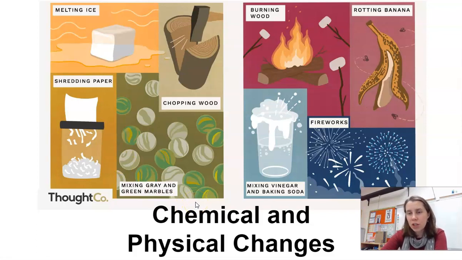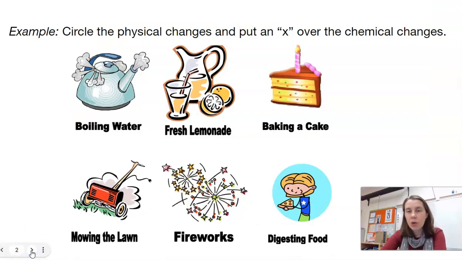Examples of chemical changes, you've seen them all around you. Burning things is always a chemical change. Rotting or digesting food is a chemical change. Fireworks are one example of a chemical change. And mixing baking soda and vinegar would be another example of a chemical change. All right, so let's go through some examples and see if we can identify chemical versus physical changes.